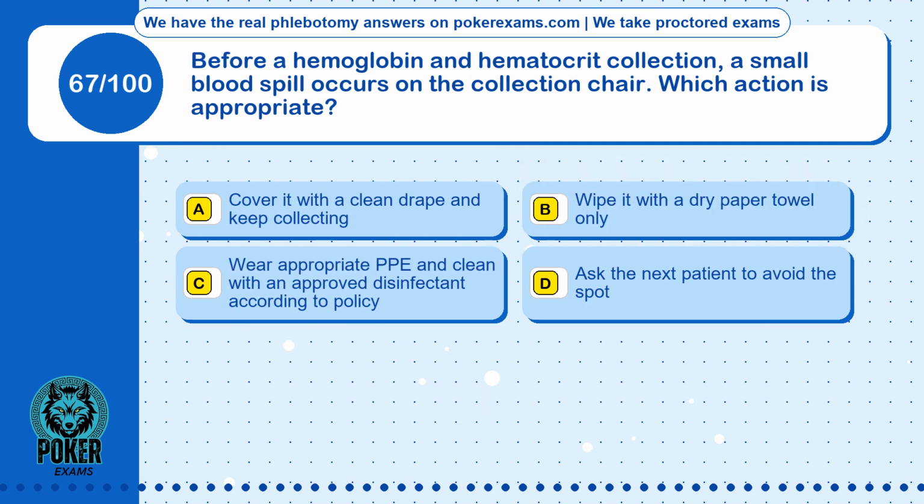Question 67. Before a hemoglobin and hematocrit collection, a small blood spill occurs on the collection chair. Which action is appropriate? Option A. Cover it with a clean drape and keep collecting. Option B. Wipe it with a dry paper towel only. Option C. Wear appropriate PPE and clean with an approved disinfectant according to policy. Option D. Ask the next patient to avoid the spot.